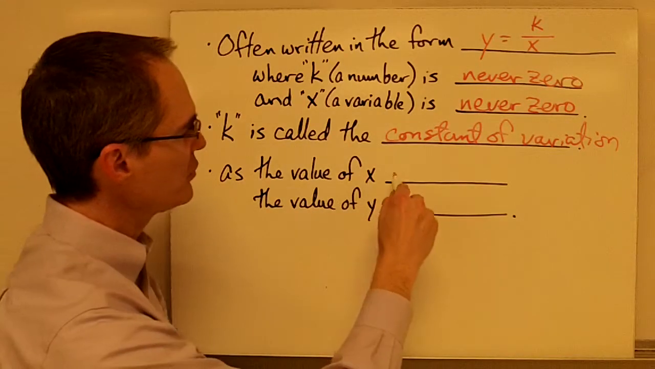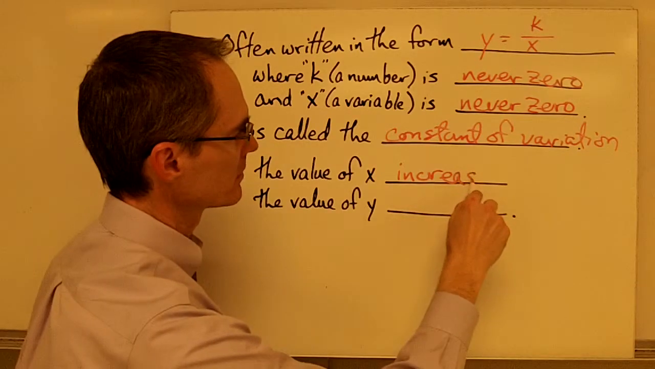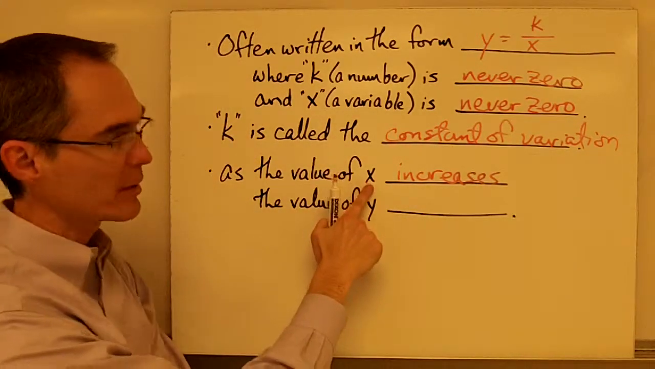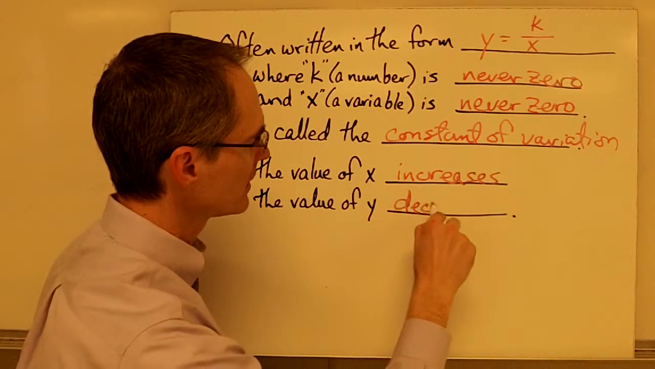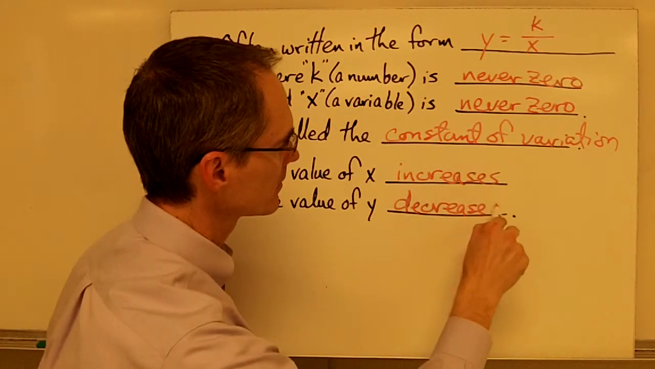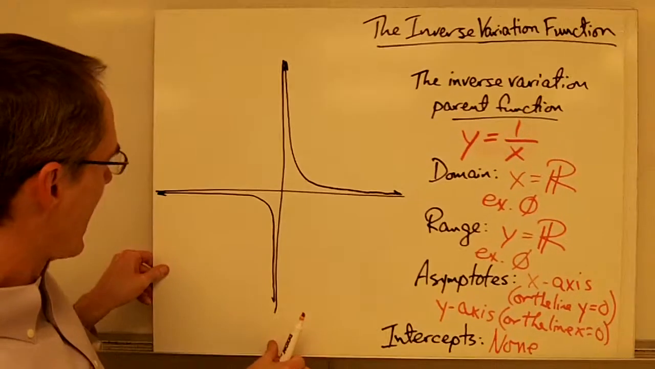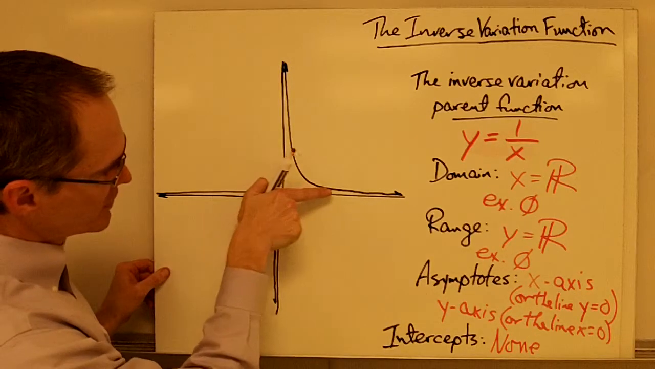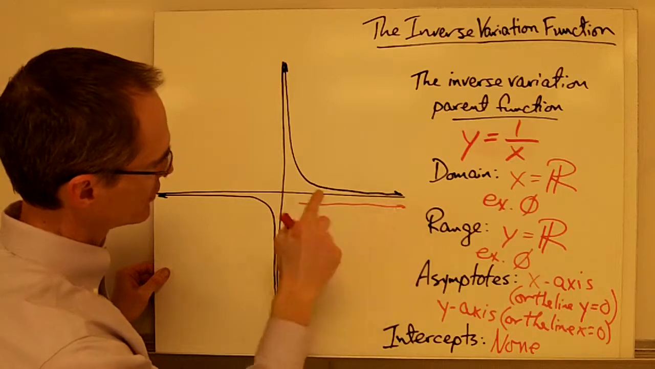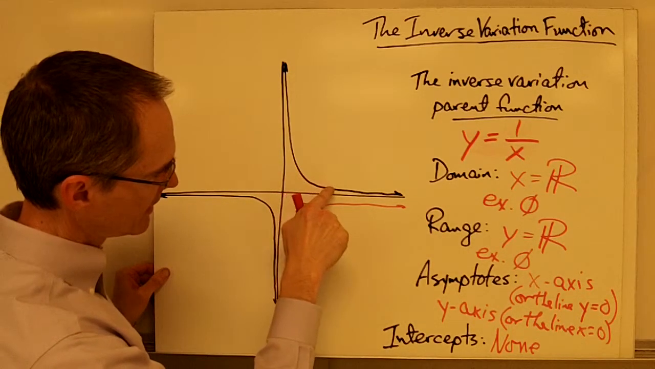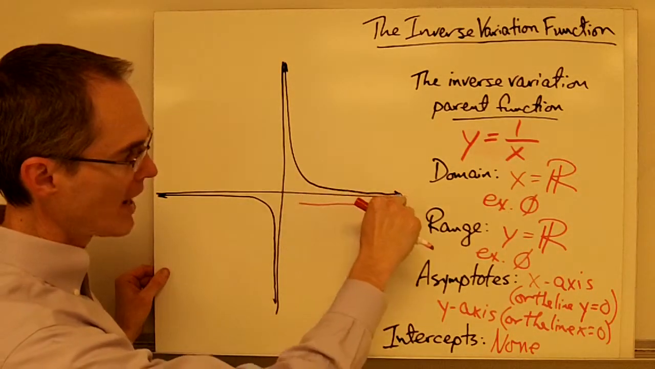And as the value of x increases, that is, as the independent variable x increases, the value of y decreases. You can see this if you look at the graph here. If you look at just this part of the graph, as x gets larger and larger, the value of y gets smaller and smaller. So as x increases, y decreases.